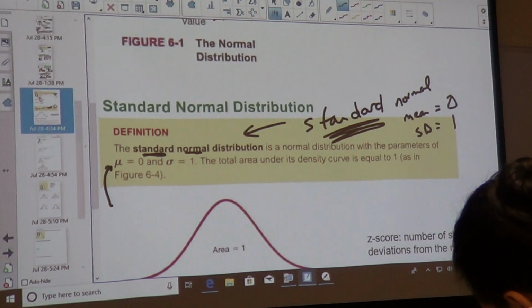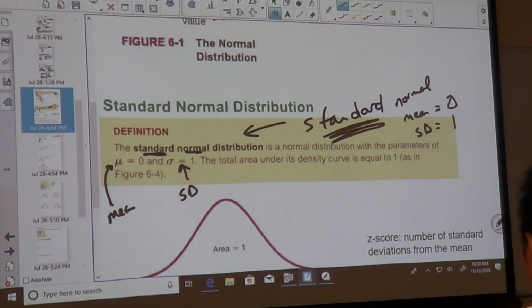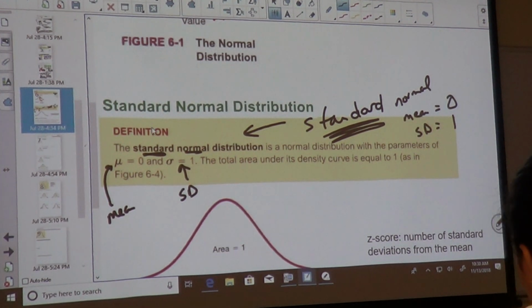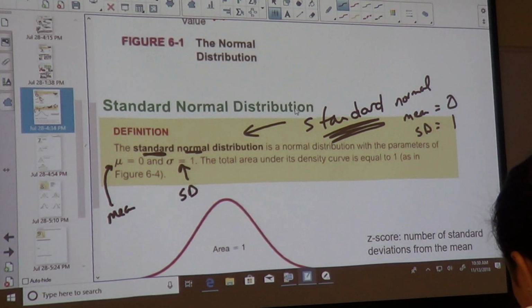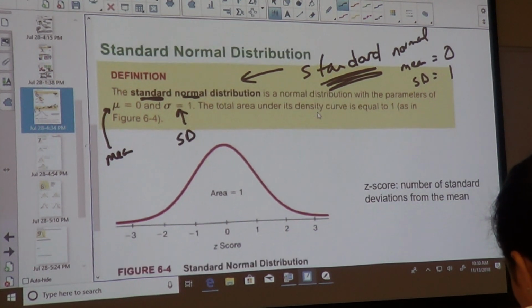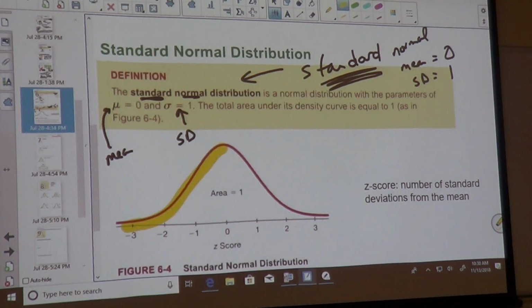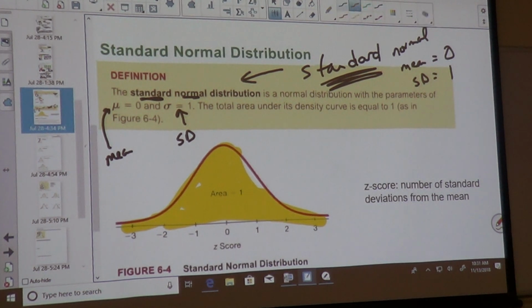So this is going to be your mean. This is going to be your standard deviation. So when the problem says this is a standard normal distribution, your mean is 0, your standard deviation is 1. And we've already talked about, just now, what is the area under the curve equal? 100%. They call it 1 or 100%.